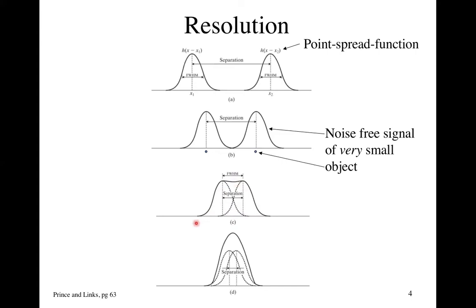So you really can't distinguish those two things anymore. And you say we're kind of beyond the spatial resolution of our system. And that's why this full width at half max comes in handy. You know what this separation is. Finally, if the dots are really close together, you just get a single blob, and there's no resolving those things anymore.